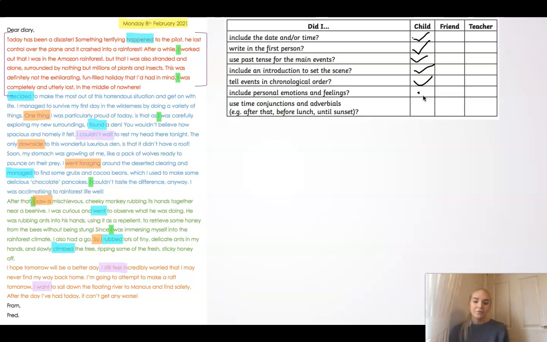Have I used time conjunctions and adverbials then? Well, I can see that I have got here after a while, soon, after that, but I've only got 3. I have not got enough. So I've put a dot there as well to show me that I need to definitely include more time adverbials to tell my reader when something is happening.